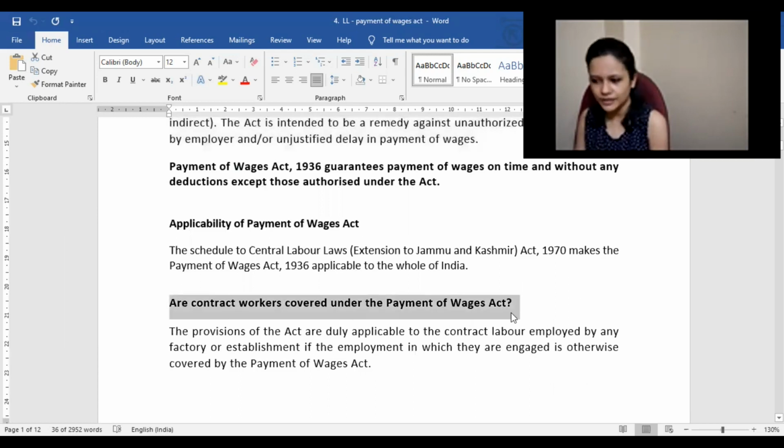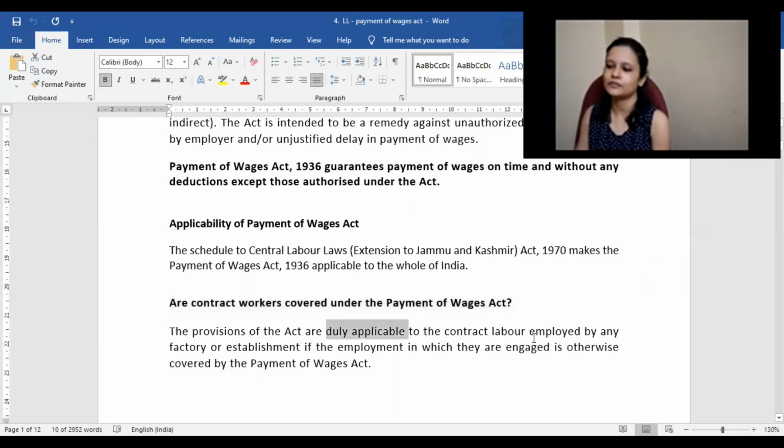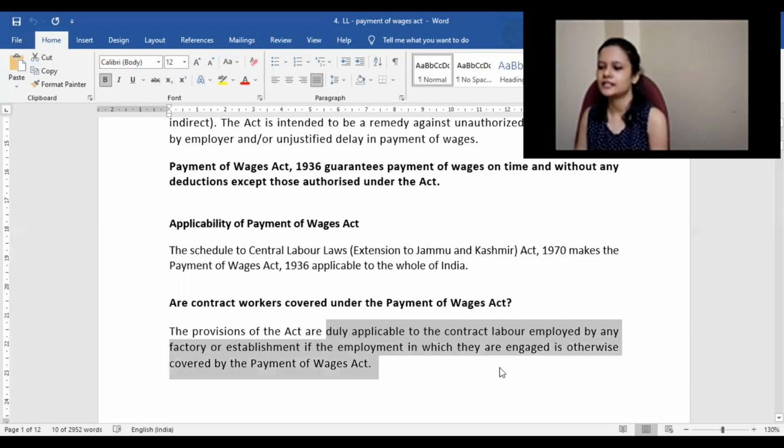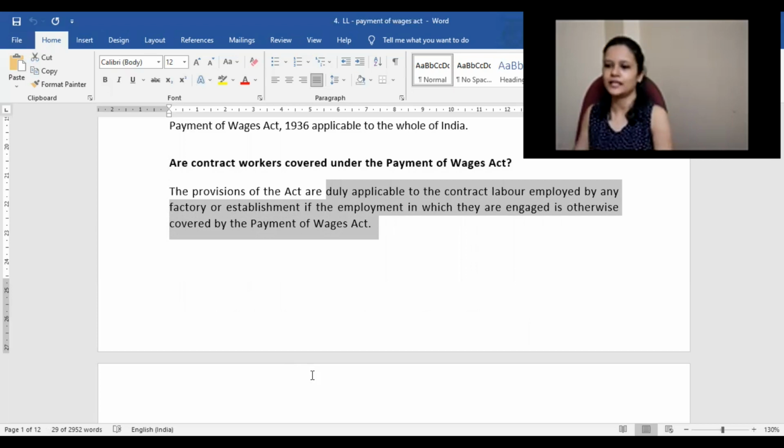Are contract workers covered under this legislation? Yes, these provisions are applicable to contract labor employed by any factory or establishment, if the employment in which they are engaged is otherwise covered under the legislation. If a certain establishment is included under the scope of this legislation, then it does not matter whether the employee is engaged in a permanent or contractual position; it will be applicable anyway.